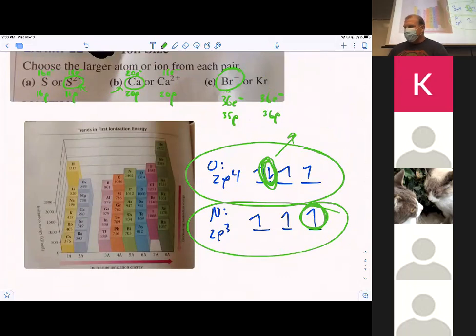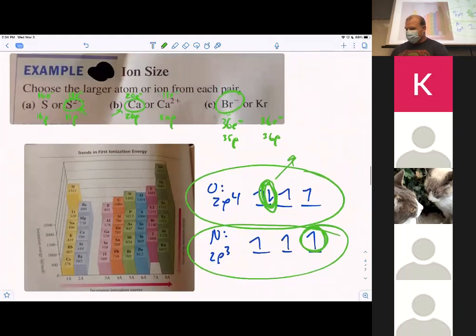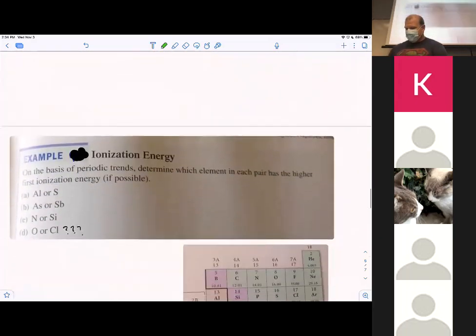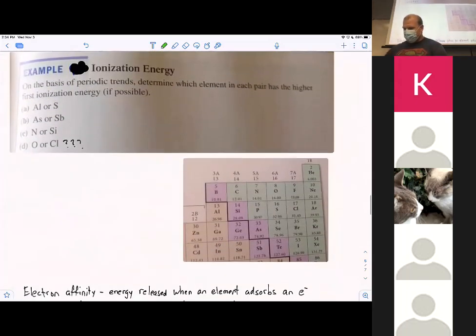Okay, so how you guys doing? Questions? Hopefully this is making sense in combination. If you get the size trend, the ionization energy trend makes sense. So let's do the same thing: on the basis of periodic trends, determine which one has the highest first ionization energy. We'll start with aluminum and sulfur. Sulfur is further to the right, which means smaller size, which means higher first ionization energy.